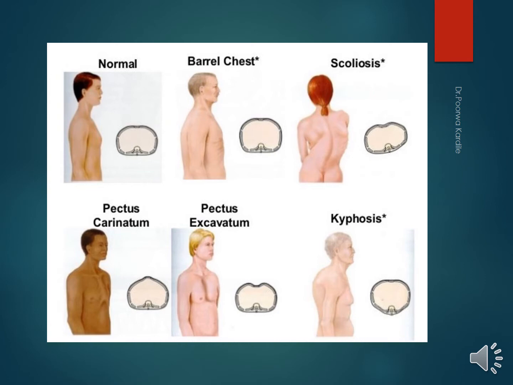Here we can see raised shoulders and scapula. The thoracic convexity is there and flared interspaces are seen. Scoliosis is a side to side deformity, kyphosis is an antero-posterior deformity.